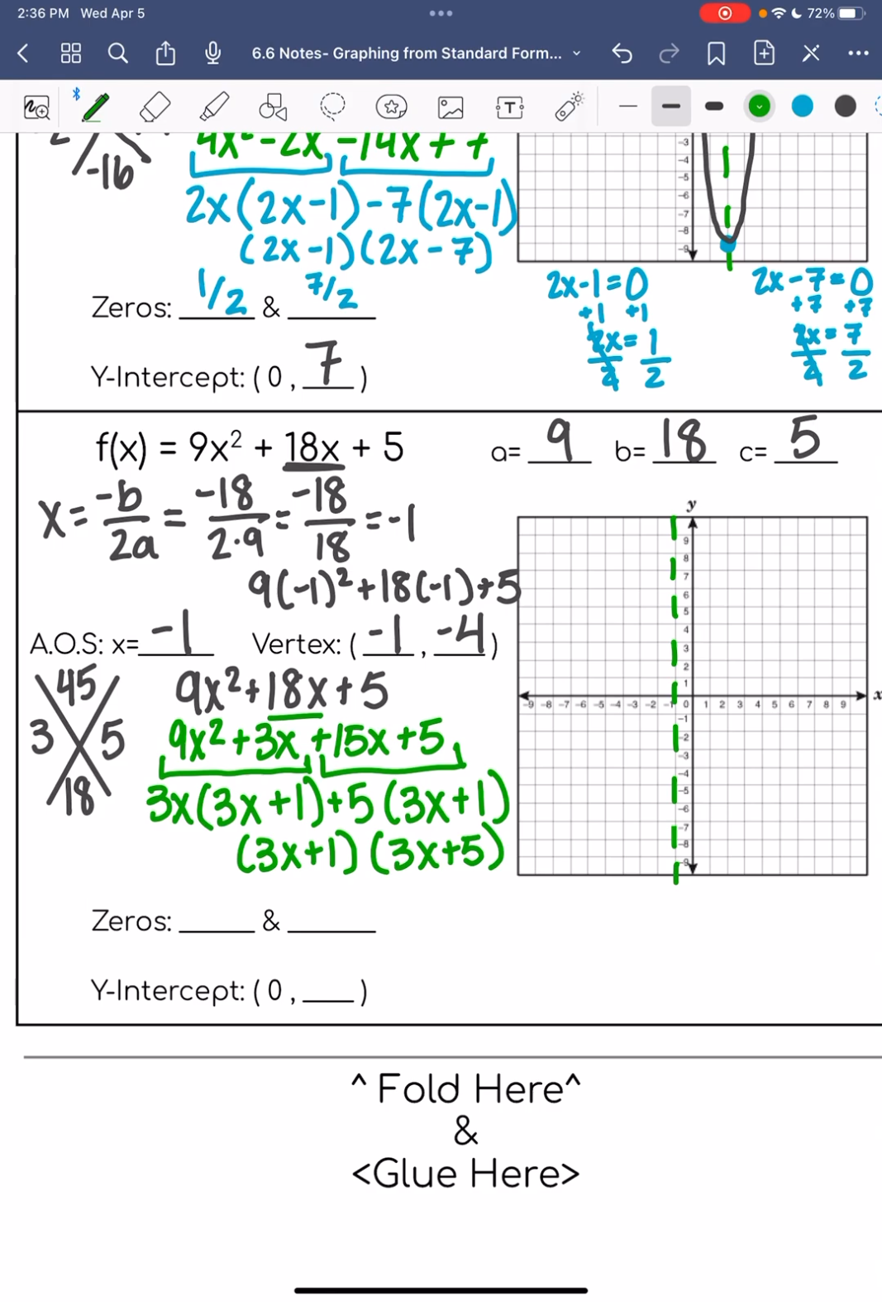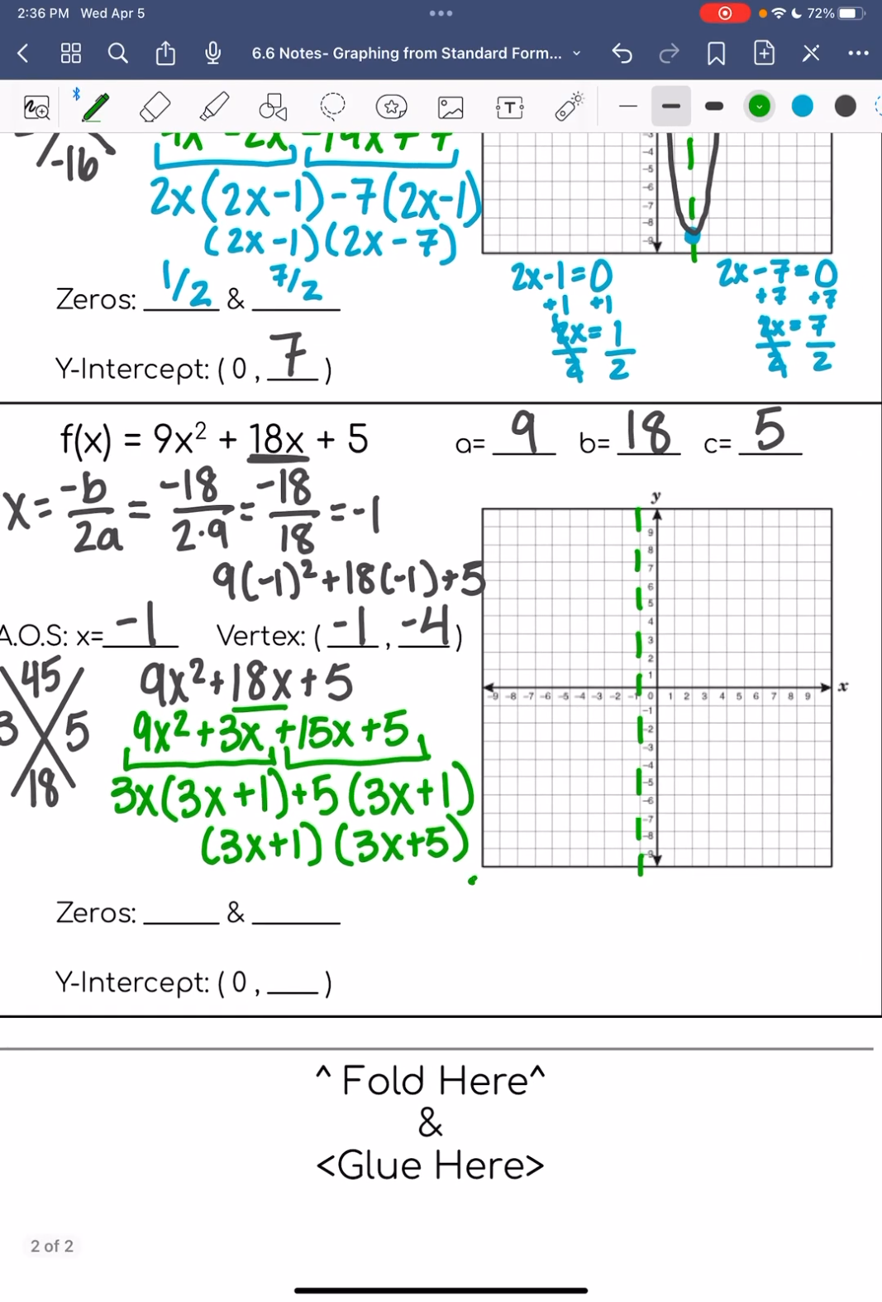Okay. I need to set each of those equal to 0 and solve. Actually, I should do them in order, sorry. So 3x plus 1 equals 0. I'll subtract 1 from both sides. I'll get 3x equals negative 1. I'll divide both sides by 3. I'll get x equals negative 1/3.